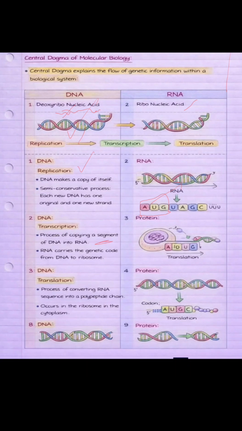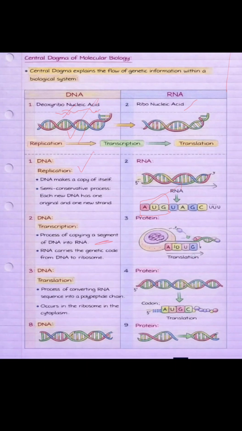Next, coming to the final step, which is the translation. Translation is the process of converting the nucleotide sequence of mRNA into a protein. This process occurs on the ribosome in the cytoplasm. The ribosome reads one codon at a time. Transfer RNA brings the correct amino acid corresponding to each codon. These amino acids join together through peptide bonds to form a polypeptide chain, which folds into a functional protein.